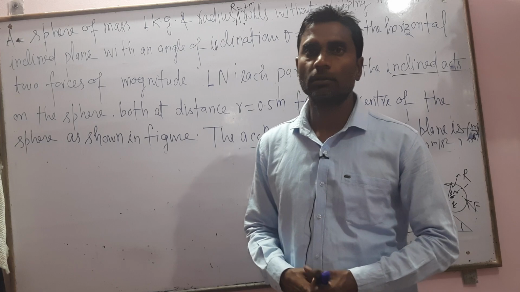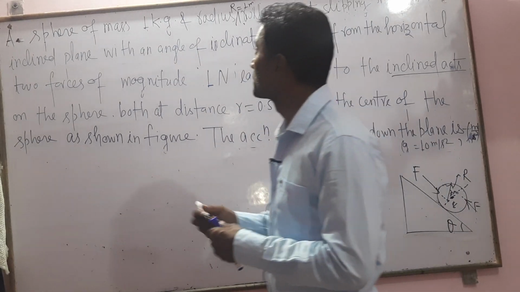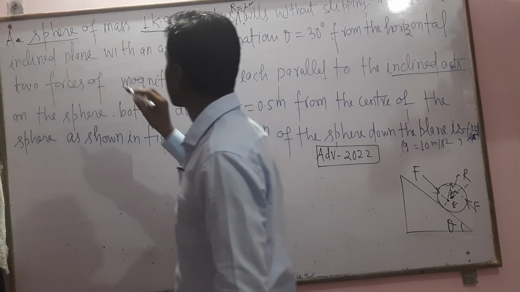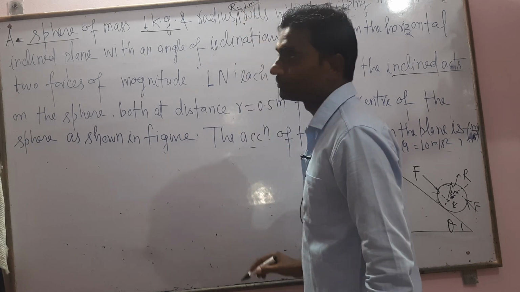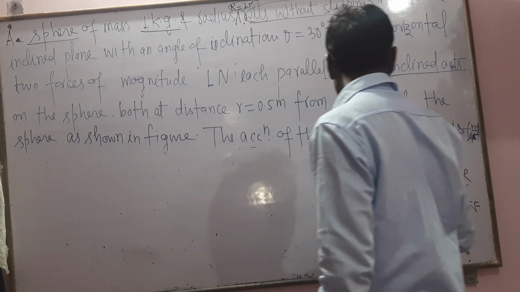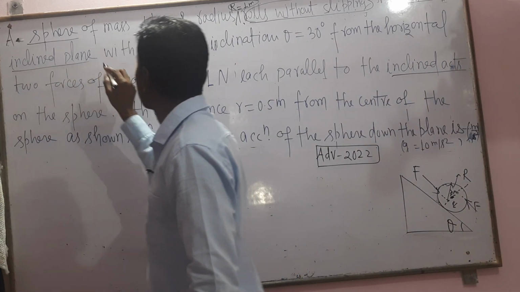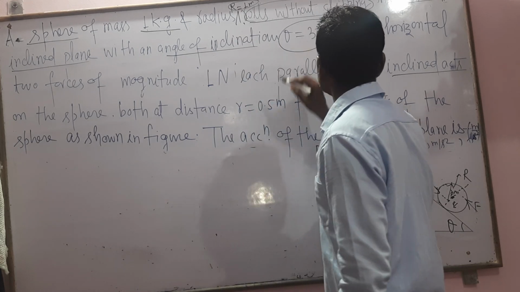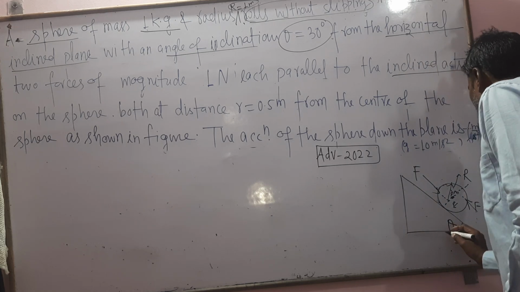Hello everyone. The question is: a sphere of mass 1 kg and radius r equal to 1 meter rolls without slipping on a fixed inclined plane with an angle of inclination theta equal to 30 degrees from the horizontal.